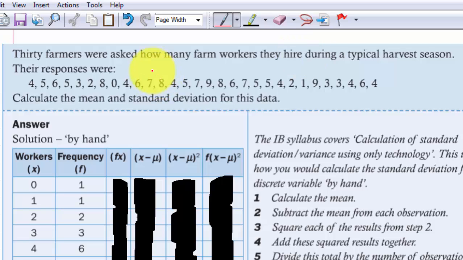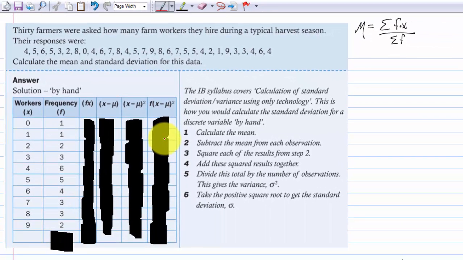We could simply do all of this with one whole column for the x values, and then find the differences, square them, and work that way. But we're going to do this with a frequency table to make our lives a little bit easier. So one person said they hire 0. One person said they hire 1. 2 people said they hire 2 people. 6 people said they hire 4 people.